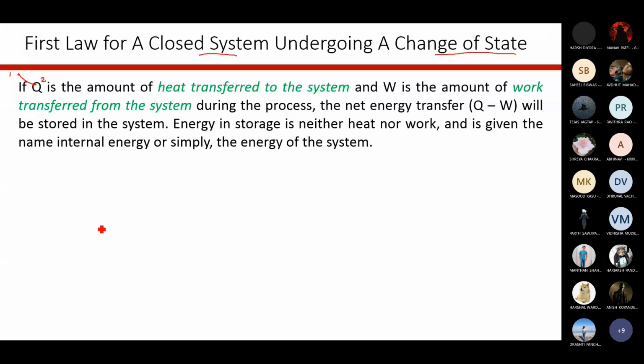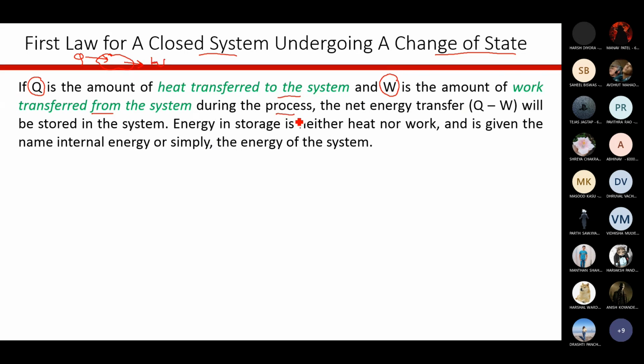So if Q is the amount of heat transferred to the system, what is Q? Capital Q is the amount of heat transferred to the system. If Q is the amount of heat transferred to the system, and W is the amount of work transferred from the system. See the wording. Q is supplied to the system, so I can say this is my system, and Q is supplied to the system, and W is work transferred from the system, so the arrow is outward.